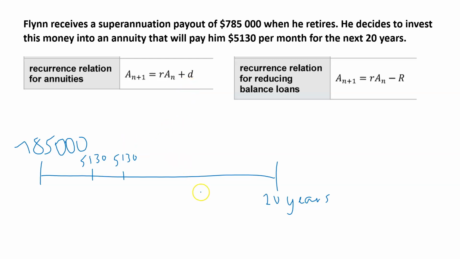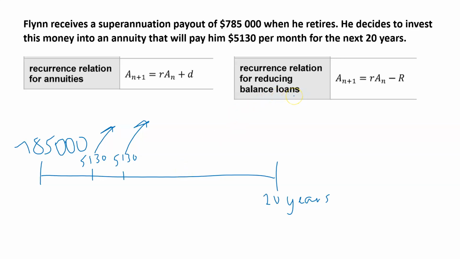Is that what's happening in this situation? Is the $5,130 being added to his account? No. What's happening in this situation is that amount of money is actually coming out of his account every month because he's receiving that payment. So this annuity recurrence relation formula that's on your formula sheet doesn't work for this kind of annuity that we have in this situation.